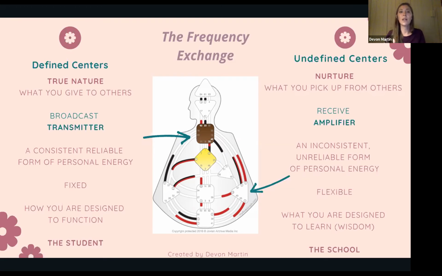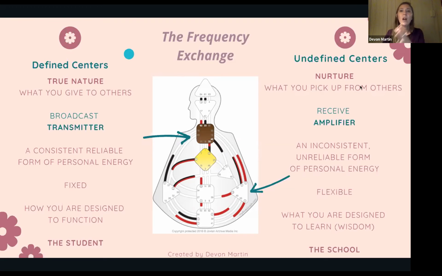So in human design, the theory with human design is to trust where you're defined. Trust where you have energy consistent, because it's always going to be there. It's always going to protect you. It's always going to be available. So this is essentially how you're designed to function, or the student that comes in to learn about everything else.